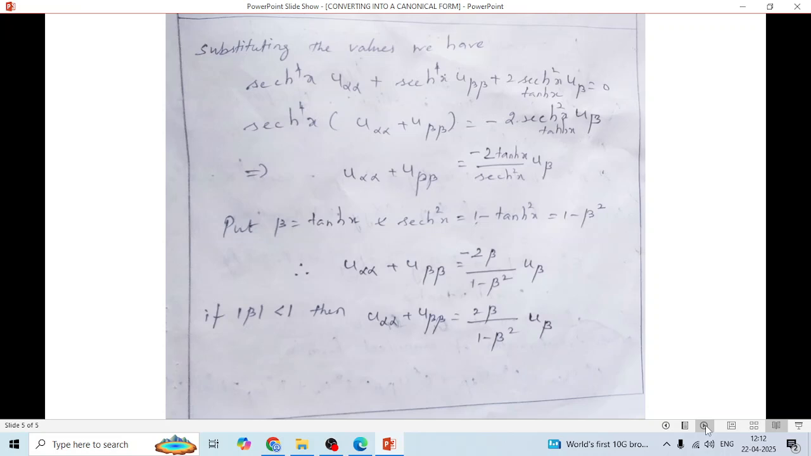Now, if we consider modulus of beta less than 1, then u alpha alpha plus u beta beta equal to 2 beta divided by 1 minus beta square into u beta. So this is our obtained canonical equation of equation 1, that is u xx plus sech power 4x u yy equal to 0. This is the way of converting the given equation into a canonical form.